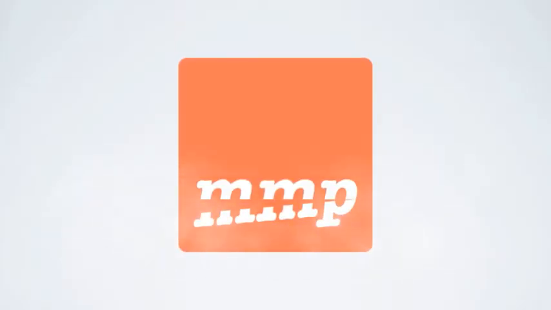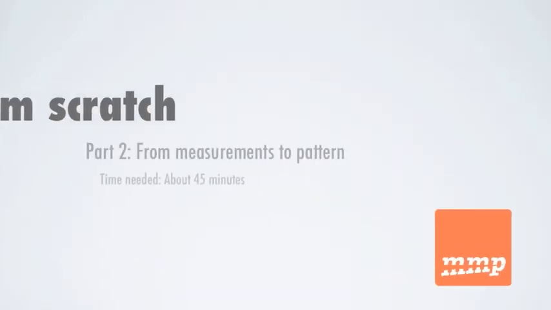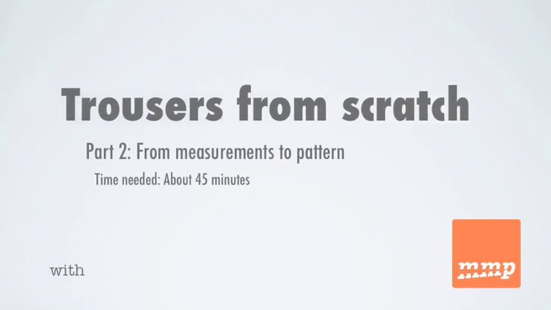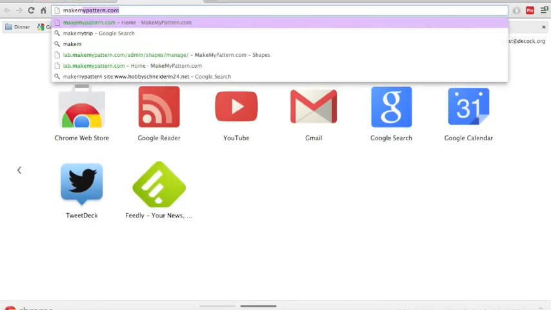Okay, we've got our measurements, now we need to turn them into a pattern. First thing we're going to do, we're going to get our computer, go online, download a pattern. To get your pattern, go to makemypattern.com.